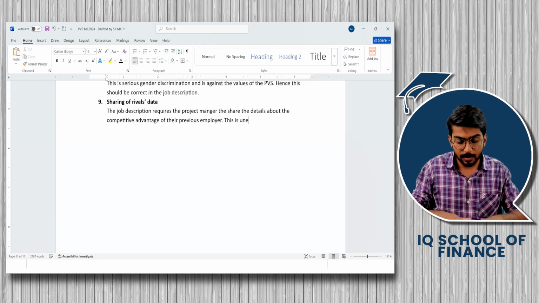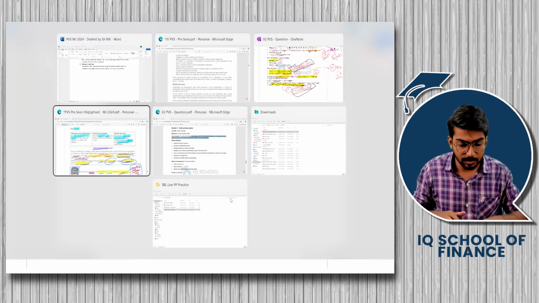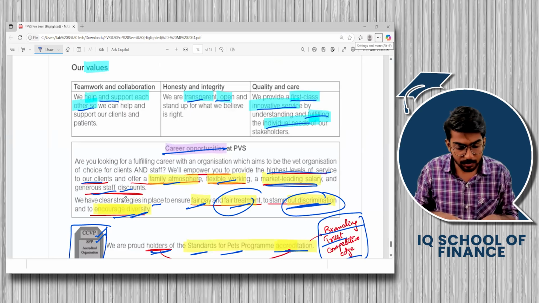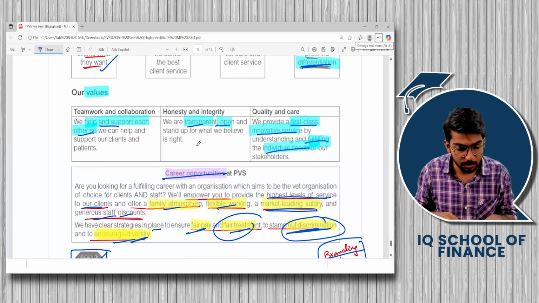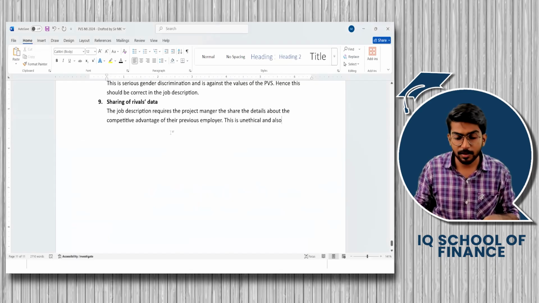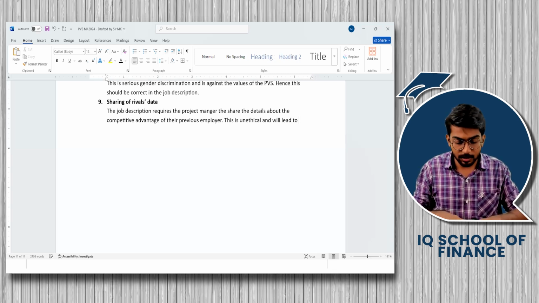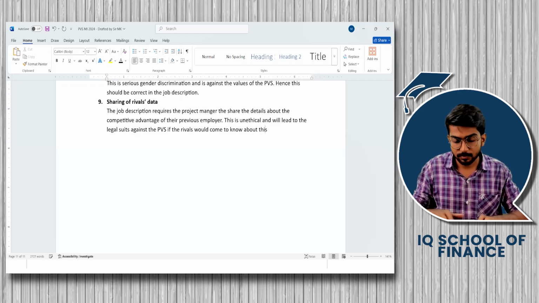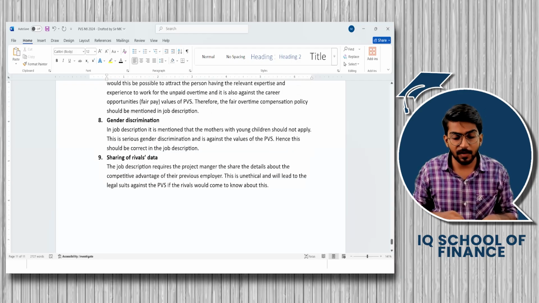This is unethical, and also it is against our policy of fair competition, honesty, transparent and open standards, what we believe, first class innovation. Okay, all right. So this is unethical and will lead to legal suits against the PVS if the rivals come to know about this. All right. So this is how we have drafted our 9 points.